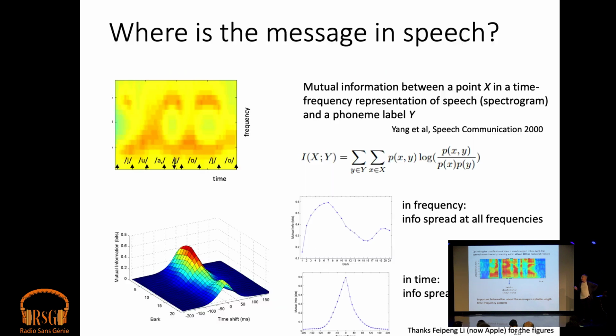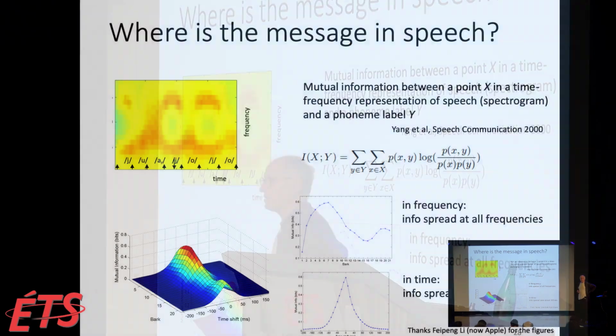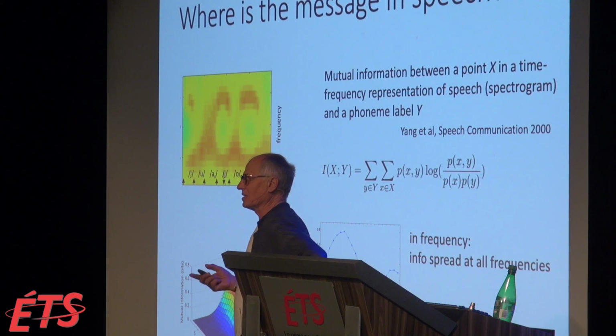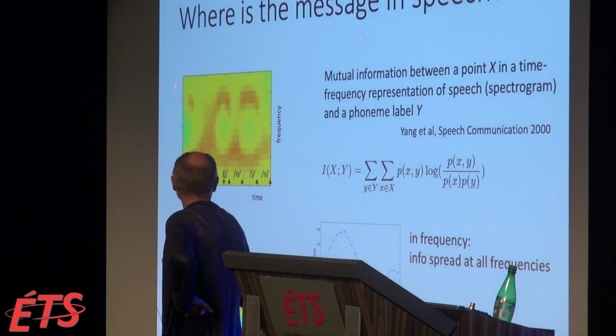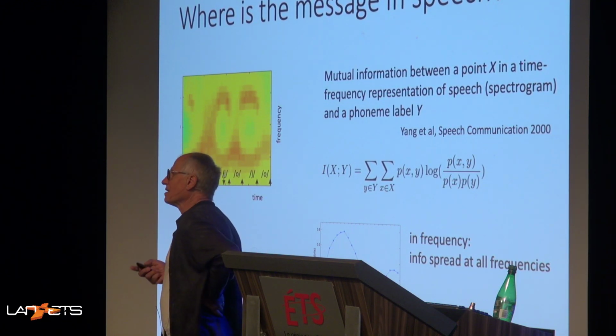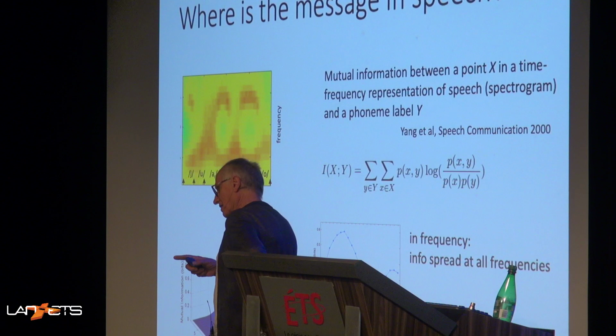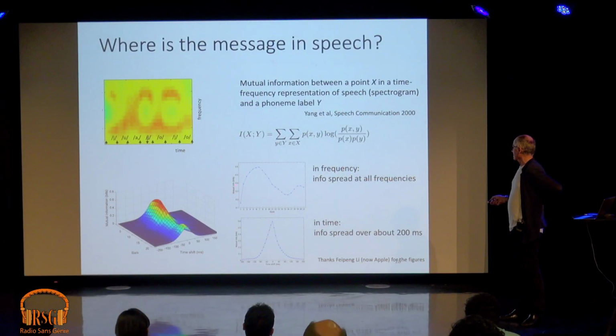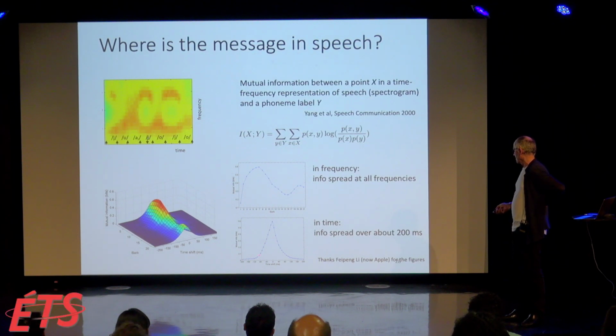You can double check on that using mutual information. You can actually ask yourself, since you have the label data and you have the spectrum, if I look at the different parts of the spectrogram, how much information these different points are telling me about the underlying structure of the speech sounds. Here is the answer. Pretty much information is at all frequencies. This is a frequency response. This is in time. In time, information is spread over about 200 milliseconds.